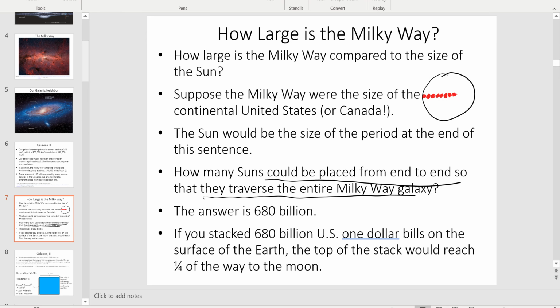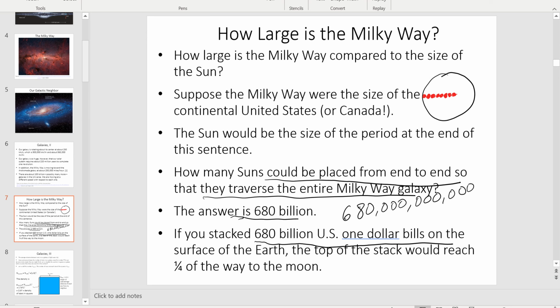This is a reasonably straightforward calculation to do. I did it for the slide, and the answer is 680 billion. 680 billion is a large number. It is difficult to comprehend exactly how large this number is. So, in order to do so, let's actually visualize it in a similar way. Let's say we took 680 billion US $1 bills and we stacked them on the surface of the Earth.